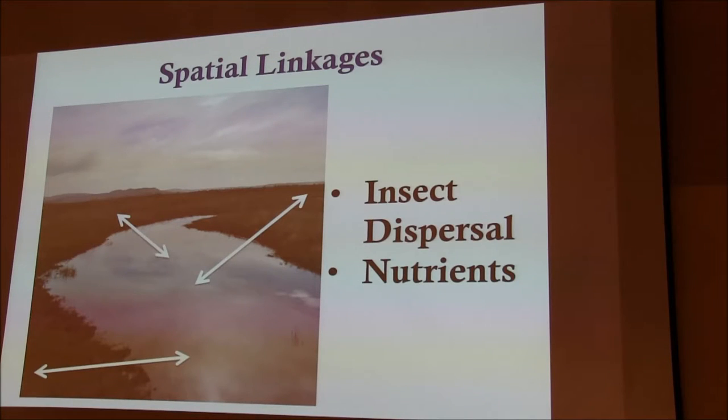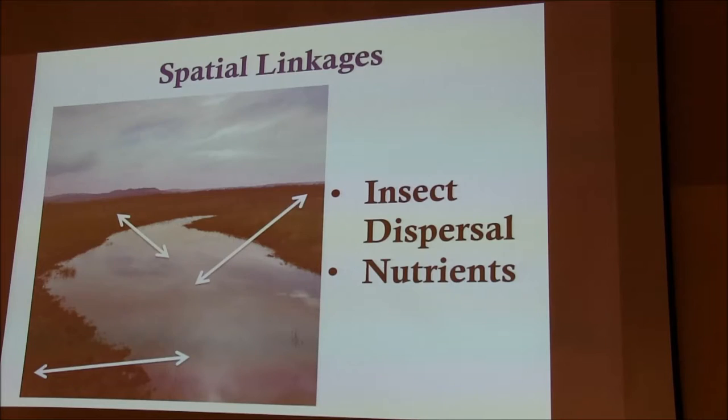So we can go back to vernal pools and think about these linkages. First, looking at it from a spatial context, you can have this interaction with the terrestrial habitat in space through insect dispersal or oviposition, or you can also have it through nutrient runoff from adjacent habitat.